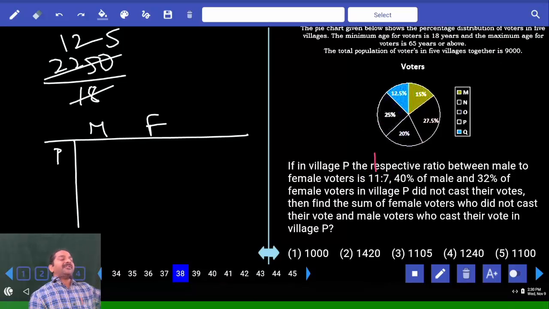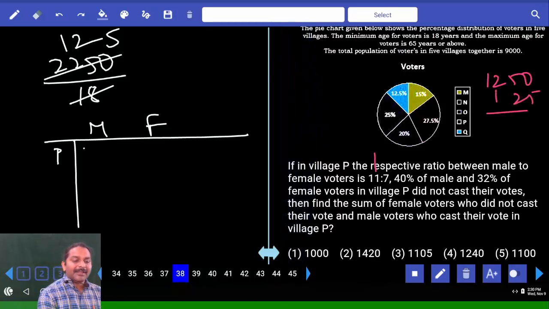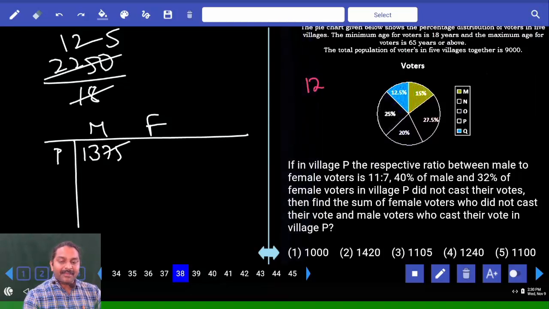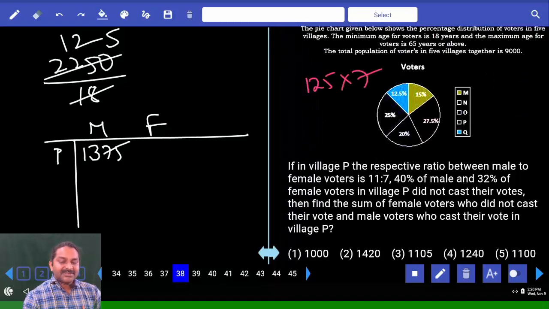So now in P, male and female are mentioned in the ratio 11:7. 11 times 125: 10 times plus 1 time. How many male are there? 1375, out of 2250. The difference is female only. Otherwise you have to multiply 125 with 7. Can I take 7 as 8 minus 1? What is 8 times of 125? 1000. Minus 125?